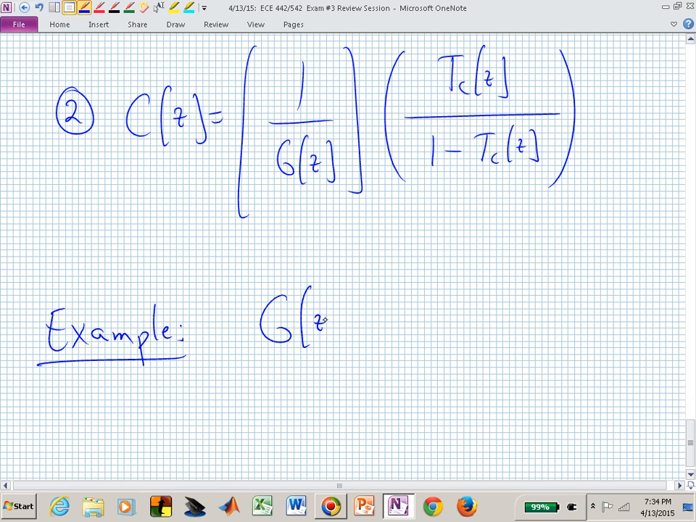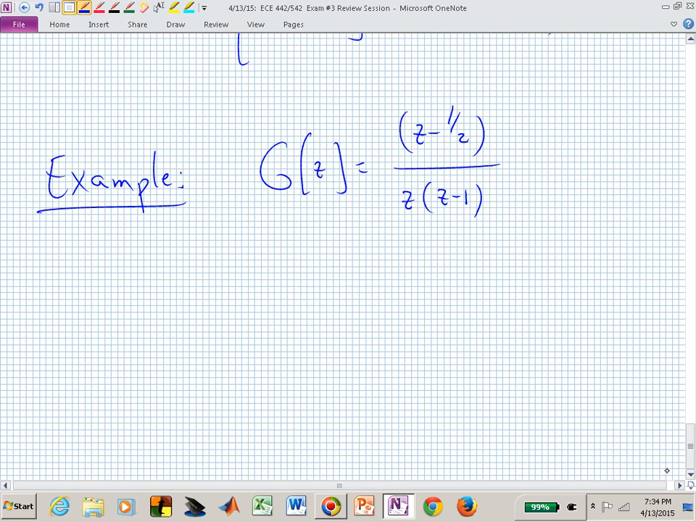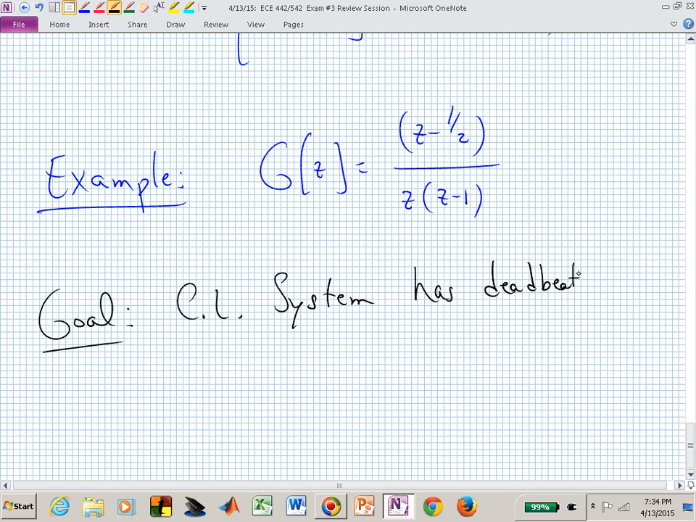Suppose G of Z is now Z minus 1/2 over Z minus 1. And we won't go too crazy since this is a review session, but suppose our goal is that we want a closed loop system that has a deadbeat response.